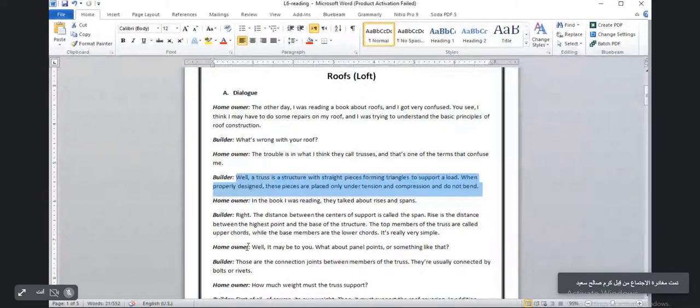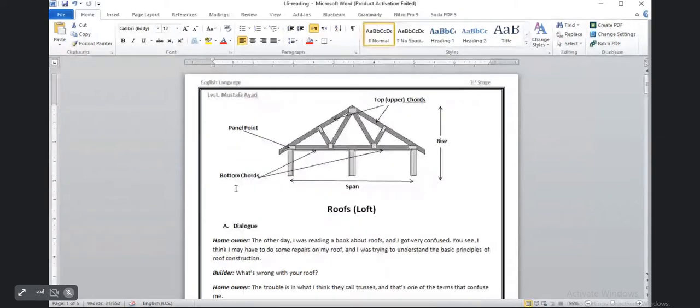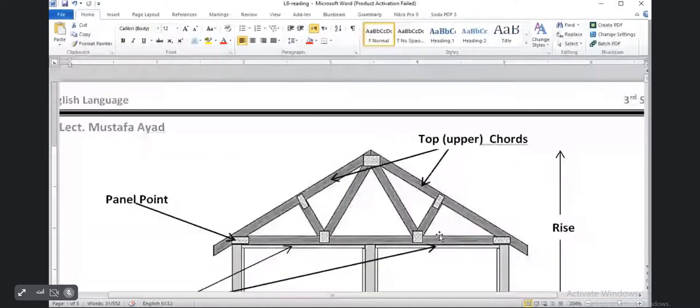So do you think this sentence is a definition for a truss? It's the meaning of a truss? Do you think, Ahmed? Maybe. Okay. Yes. So let's read it together. A truss is a structure with straight pieces forming triangles to support a load. Okay. Let's go to the picture. Look, students, at the picture. Let me zoom in. It's a definition. What Ahmed Raad said is a definition.